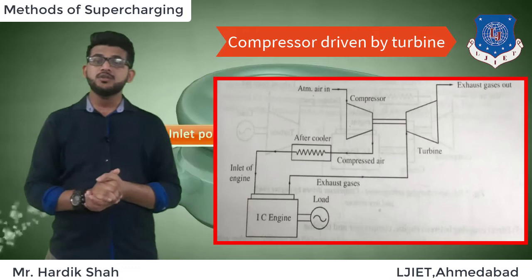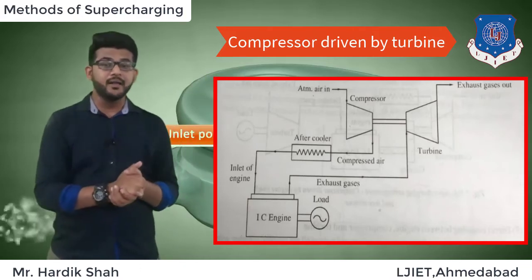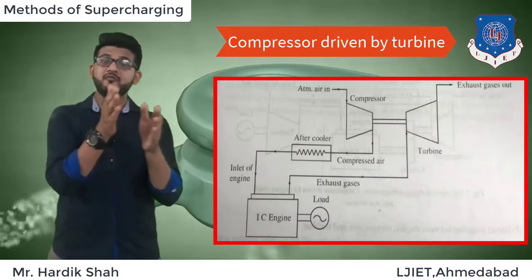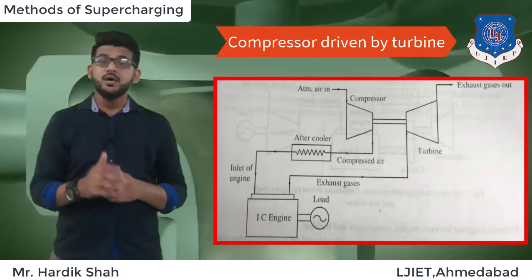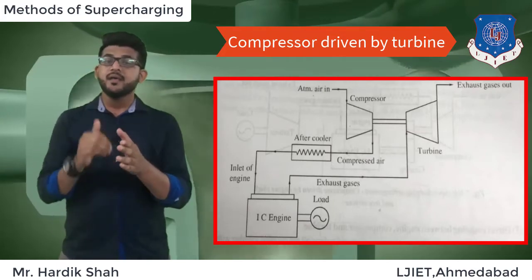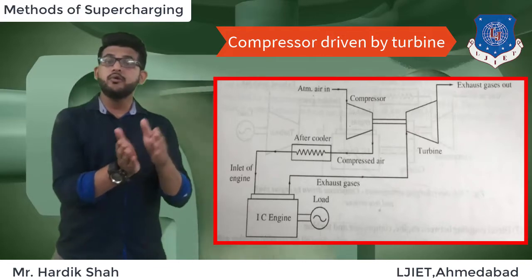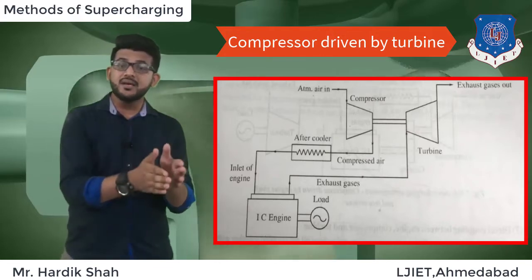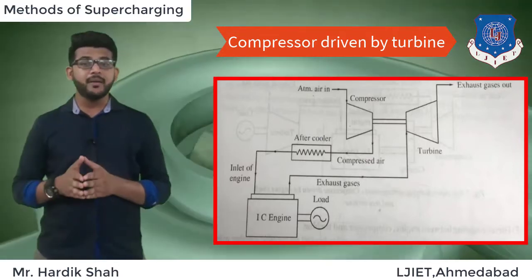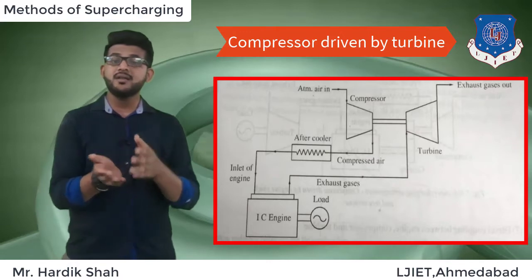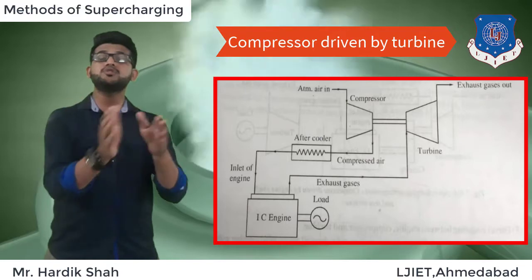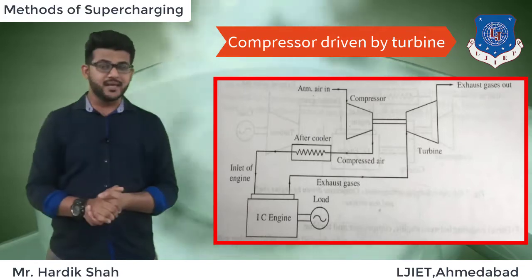Second method of supercharging is compressor driven by turbine. In this arrangement, the compressor is driven by the turbine, which runs with the help of exhaust gas coming from the engine exhaust, as shown in this figure. In this case, engine output is not used to drive the compressor, but exhaust energy of the engine is used in the turbine, which is coupled with the compressor. There is no mechanical connection between the engine and supercharger. This arrangement is also called turbocharged supercharger. That was the second method.